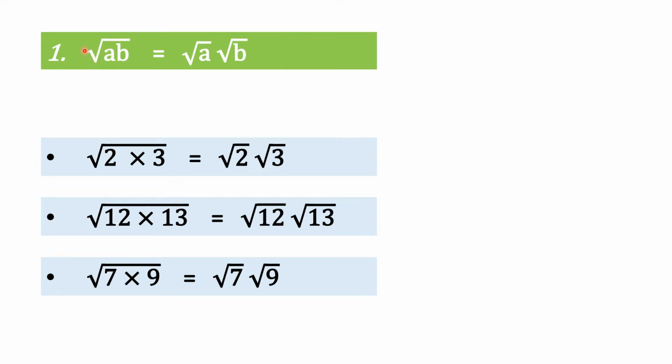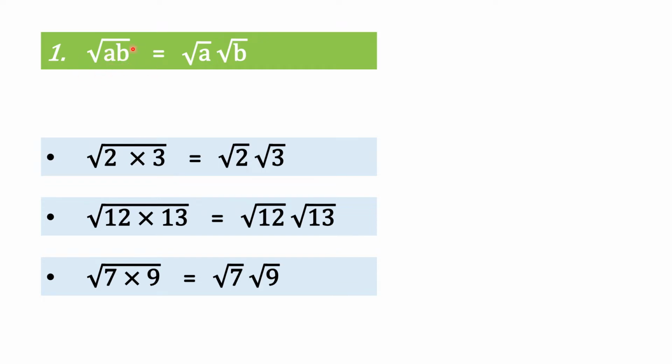The first rule is root AB is equal to root A into root B, which means that, what is the rule? What is this A and what is this B and what is this rule? This rule says that if there are two integers, this A and B can be anything, any integers, right? It can be 1, it can be 2, it can be 3, it can be minus 2, it can be minus 100, it can be 1000, 1 lakh, any integer, right?